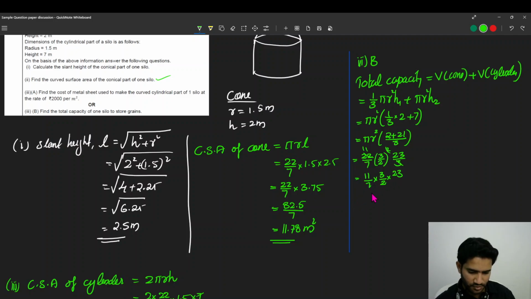That's the final answer. If you multiply 33 into 23, we get 759 divided by 14. I have already calculated the final answer, because if you divide by 14 we get 54.21 meter cube. Okay, so look at here, this is the final.